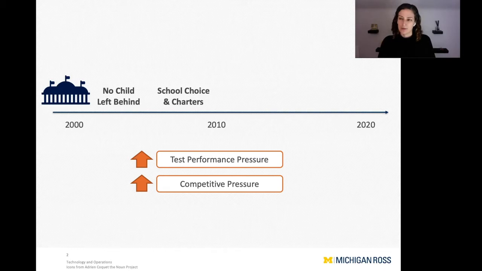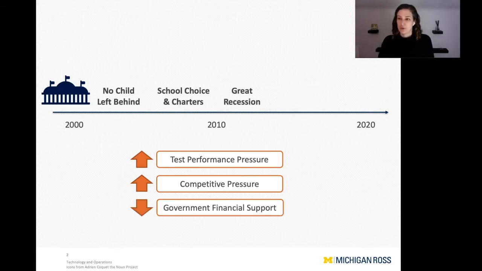Again, another market force. And then came the Great Recession, or the 2008 recession, which really decreased the financial support for schools. So now they're facing this test performance pressure and competitive pressures, but with less money. Budgets were slashed around 25% in many states and districts. So now they're really trying to problem solve how to make sure that the school does not fail and ultimately get shut down, which was happening and still happens to this day when schools are underperforming.